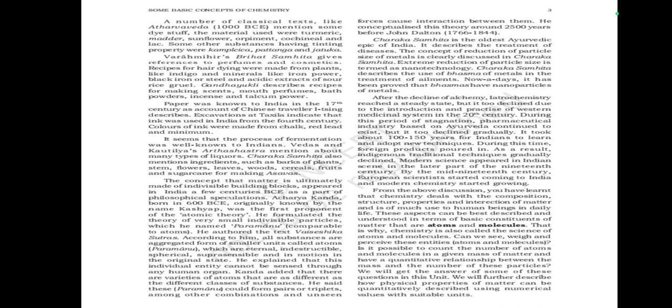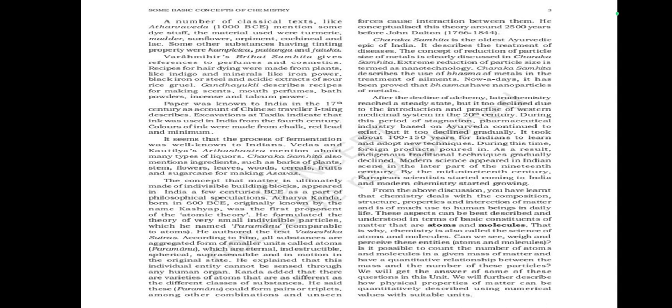A number of classical texts like the Atharva Veda, 1000 BC, mention some dye stuff. The materials used were turmeric, madder, sunflower, orpiment, cochineal, and lac. Some other substances having tinting property were Kampillaka, Patanga, Jatuka.